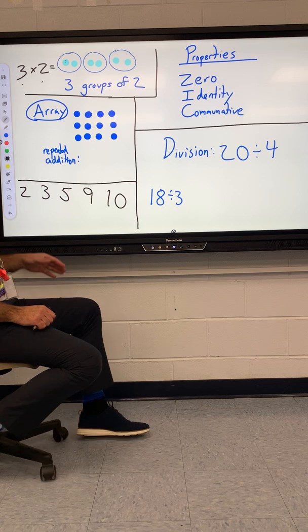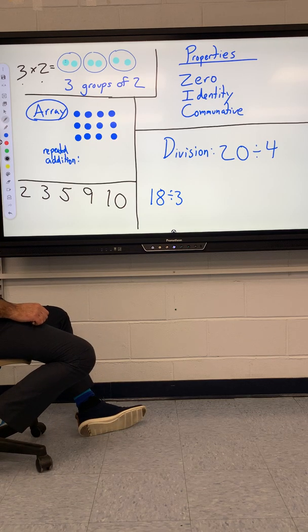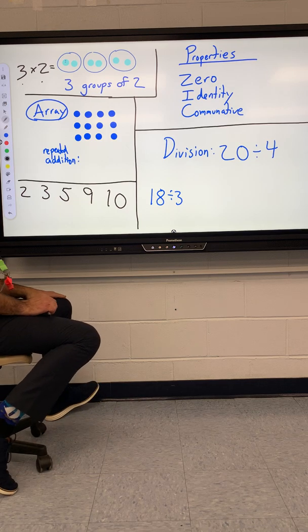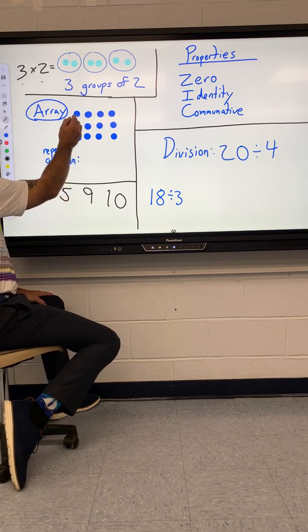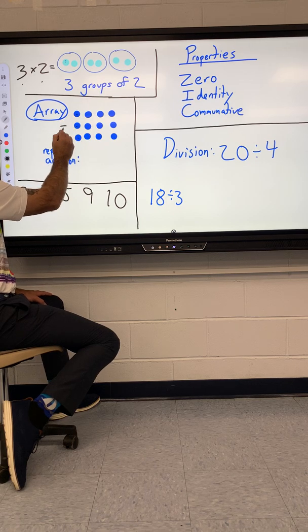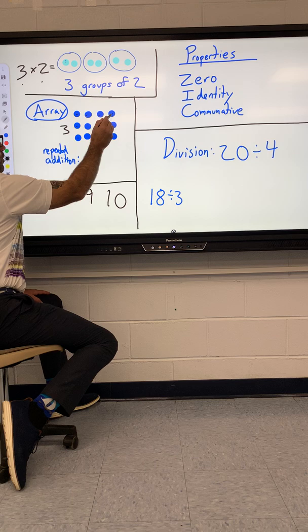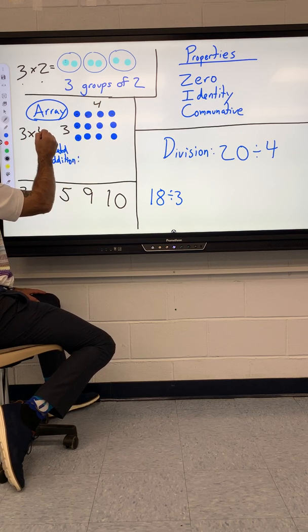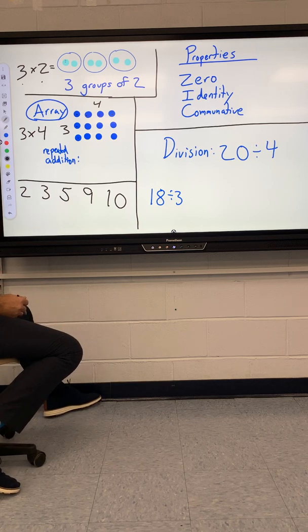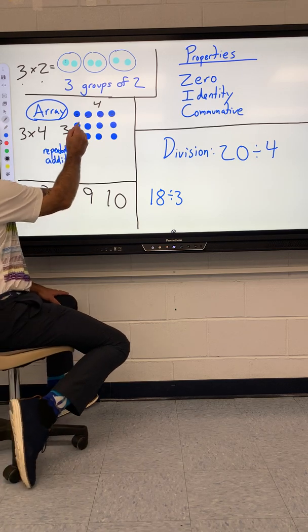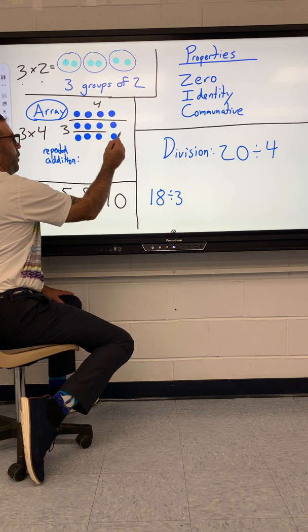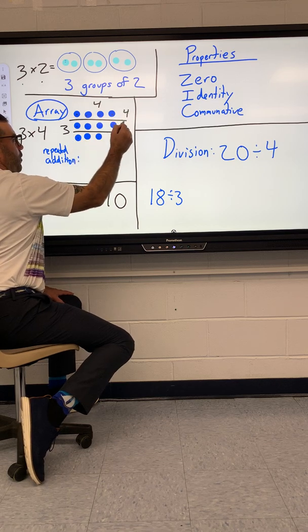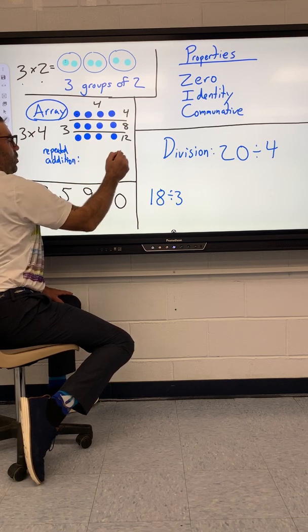Then we learned about something called an array. An array is a picture of multiplication or division. So when I'm naming an array, I look down, I count down, then across. So I count down 1, 2, 3 by 1, 2, 3, 4. So this picture represents 3 groups of 4, or 3 times 4. And you can see the 3 groups of 4, 4, 4, 4. So it would be like 4, 8, 12.